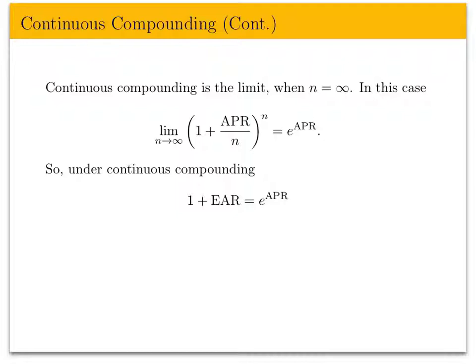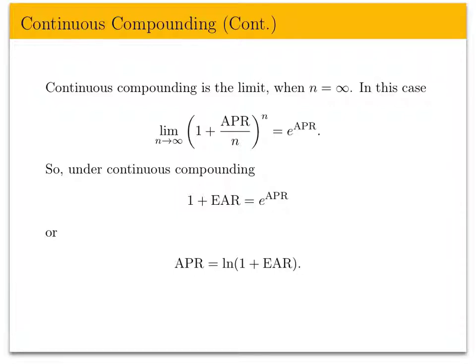So using our previous relationship, we know that the EAR is equal to this side under the limit. And so under continuous compounding, 1 plus EAR is equal to e to the APR. Or if we reverse the mathematical operation, we can say the APR is the natural log of 1 plus the EAR.